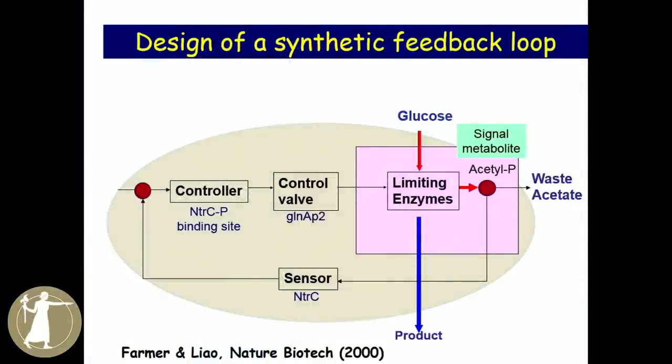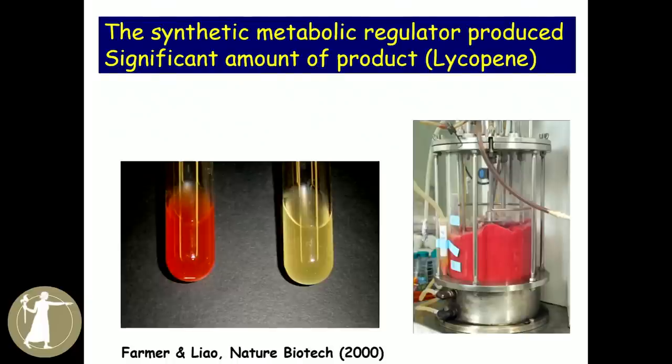We thought we could delete the corresponding sensor, and then turn this regulator to respond to a metabolite exclusively. So this concept was implemented in an engineering system so that we can control the production of a chemical. And this turned out to be very successful. We made lycopene, which is the pigment responsible for the color of the tomato. We turned E. coli fermentation into a tomato paste.